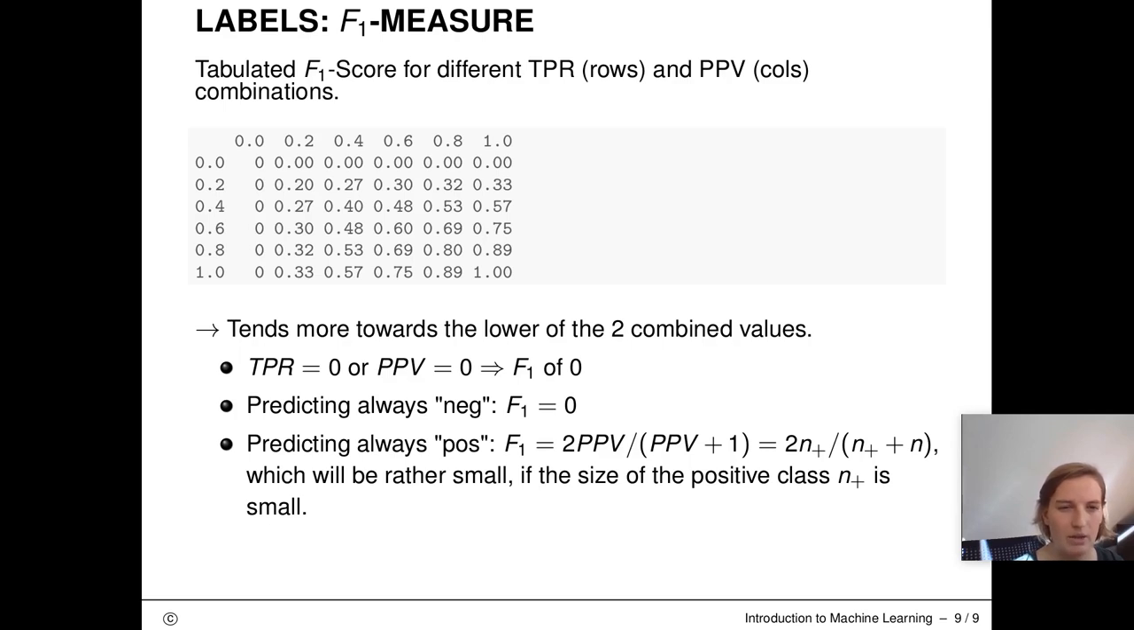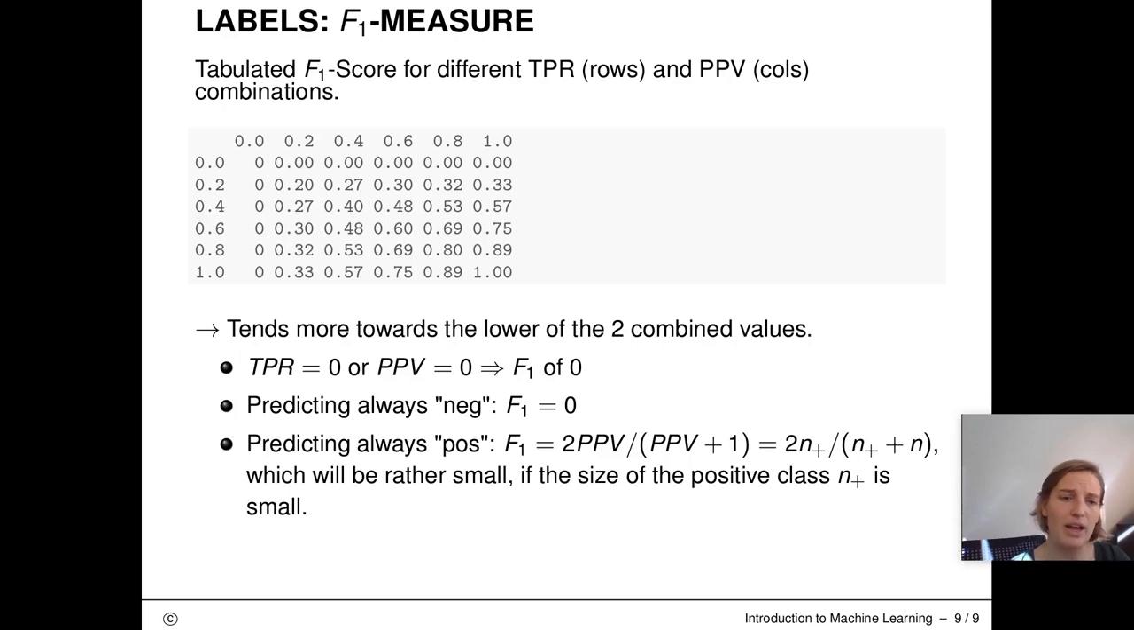For example, let's say you have a TPR of 1 and a PPV of 0.6. So the normal average would result in a value of 0.8, while the harmonic mean, the F1 measure, results in 0.75. And nicely, a model with TPR equals 0, where you didn't predict anything as positive, or a binary system with a positive predictive value of 0, so where no real positive values were among the predicted positives, both of these systems always have an F1 score of 0.